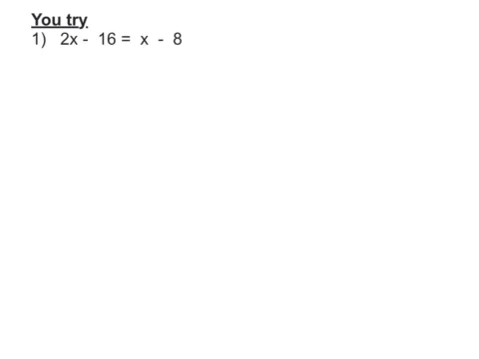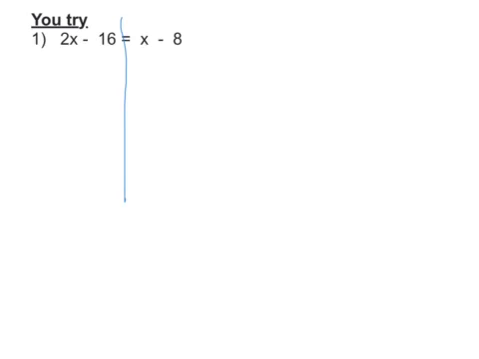Okay, we have 2 u tries. So this is the first one, 2x minus 16 equals x minus 8. So pause the video, try this on your own, then come back and watch to make sure that you have it correct. Okay, so 2x minus 16 equals x minus 8. So we'll draw our line here.